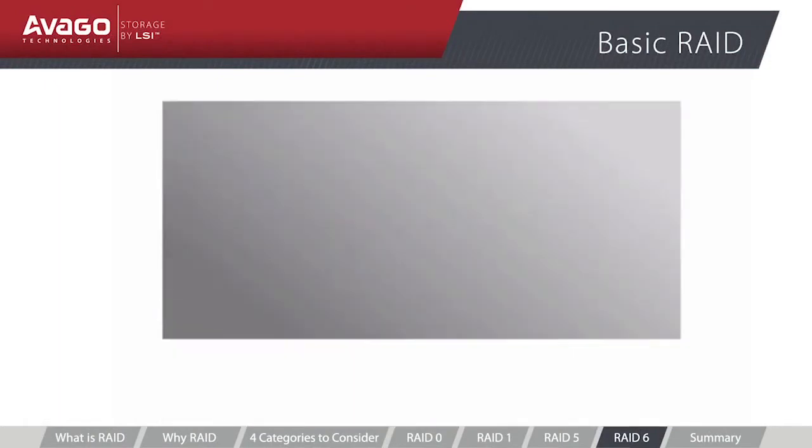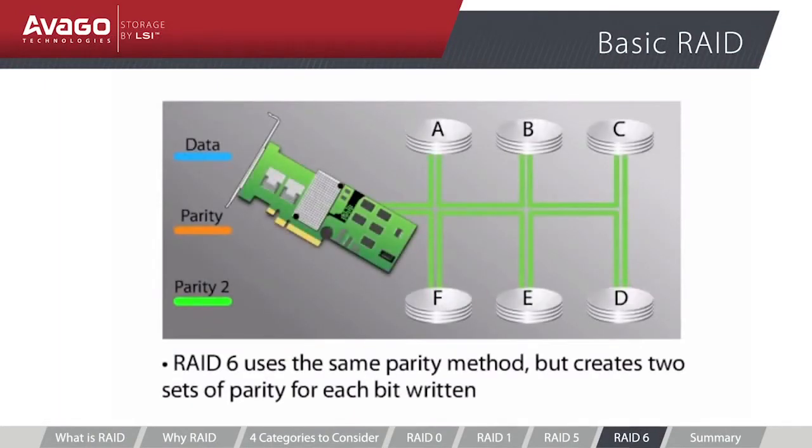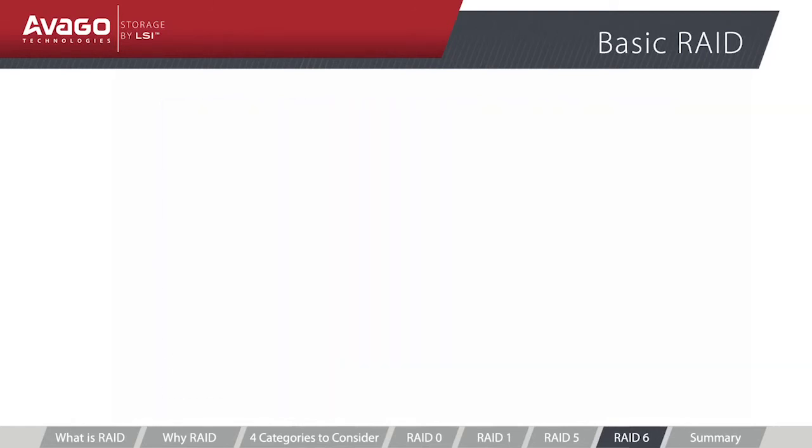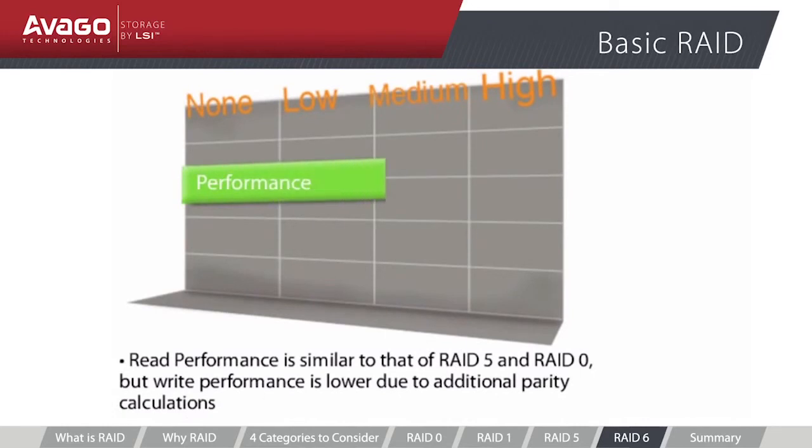In a RAID 6 array, it uses the same parity method for data protection as RAID 5, but creates 2 sets of parity for each data bit written. This allows up to 2 drive failures to happen without a loss of data. Because of the processing required for 2 parity calculations, the write performance is typically lower than in RAID 5. Overall performance is good. Read performance is similar to that of RAID 5 and RAID 0, but write performance is lower due to the additional parity calculations.